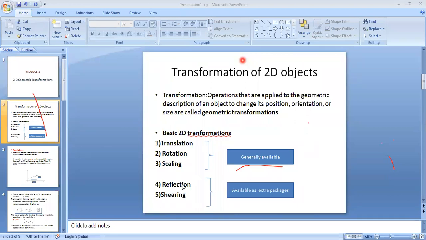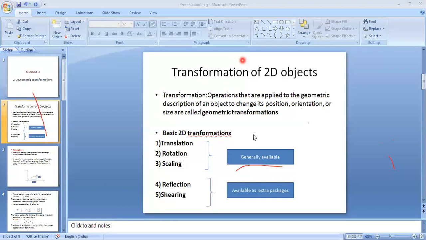Then coming to the fourth one, that is reflection. I think everyone knows reflection. Whenever we write an object, we try to see the reflection of the object on different axes. If I write a triangle, I will try to see the reflection of the triangle on the x-axis, and I will try to see the reflection of the triangle on the y-axis.